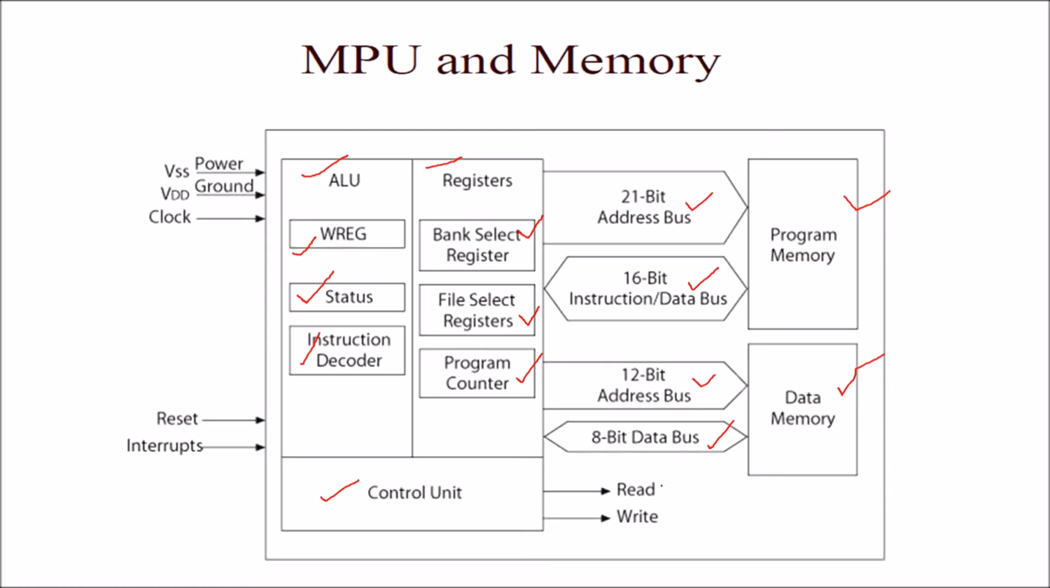There are different signals, right? Read signal, write signal, reset is an input signal to the microcontroller, interrupt signals are there, power, ground, clock signals are there. So this is the general idea about the microprocessor block and its memory.